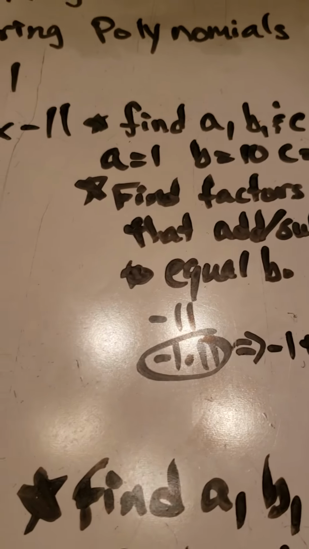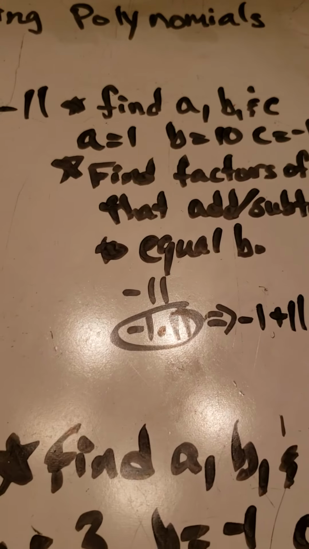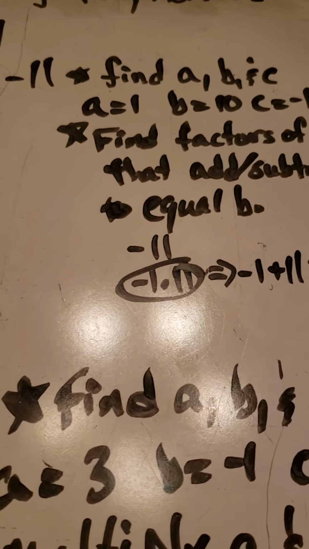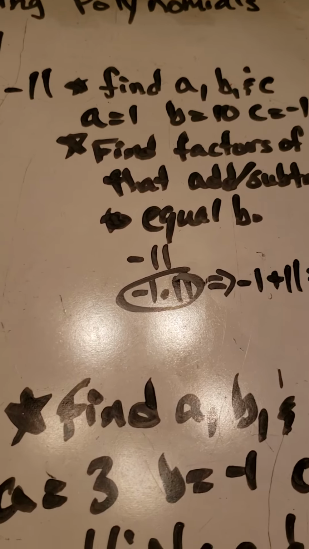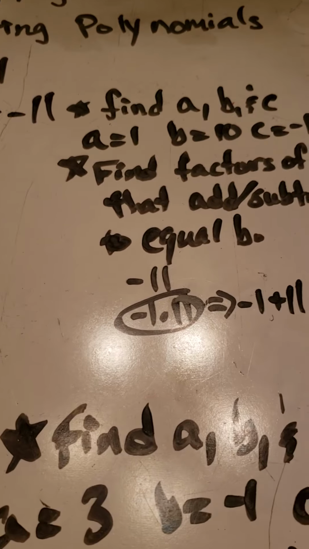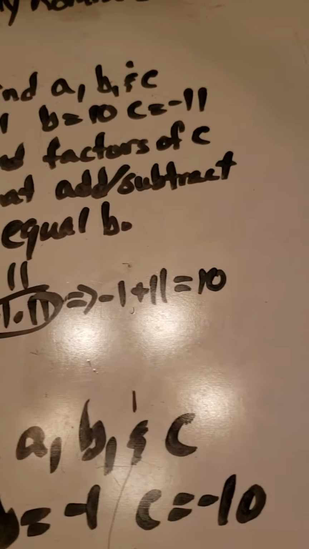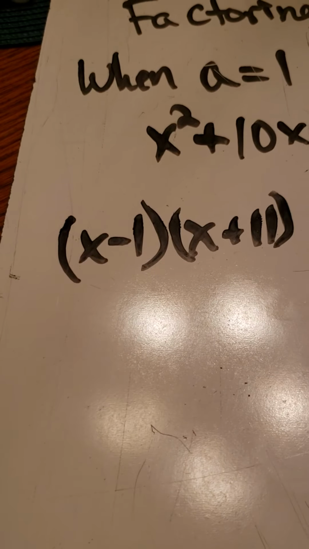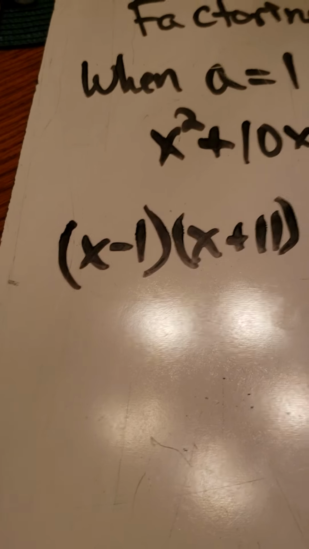In this case, c is negative 11, so we're looking at the factors of negative 11, which happen to be 1 and 11. Because the 10 is positive, that means the smaller number has to be negative. So negative 1 plus 11 is 10. So those are our two factors, negative 1 and 11. And that's it. You just list that.